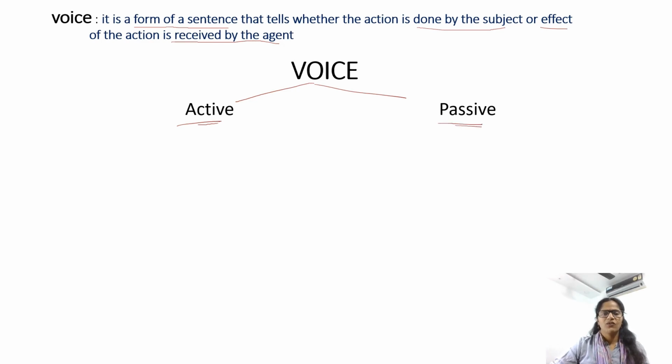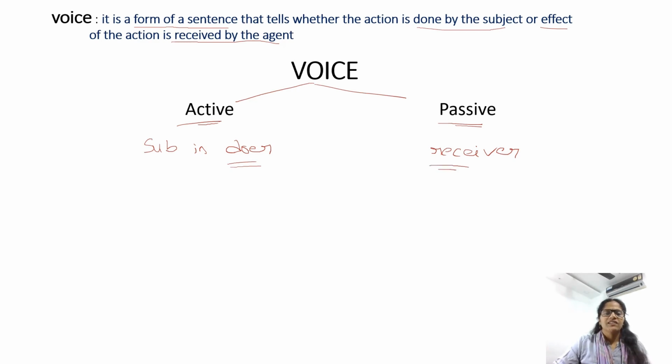Now what is an active voice? In active voice, the subject does the action. In active voice, the subject is the doer of the action, whereas in passive voice, the subject is the receiver of the action. Okay. In active, the subject does something, and in passive, the subject receives the action.